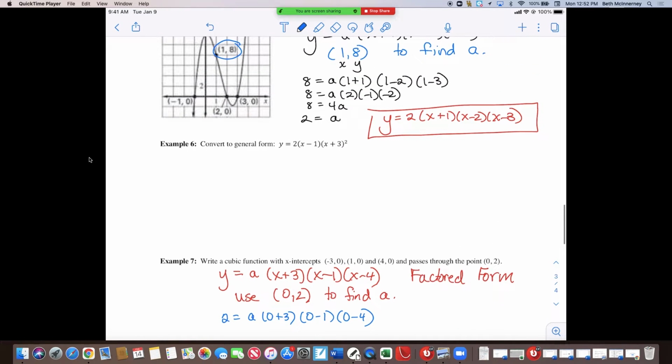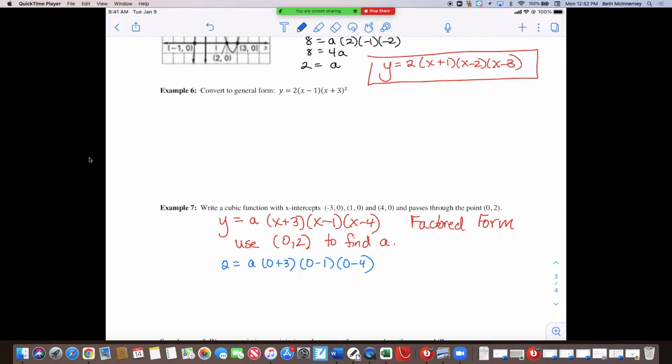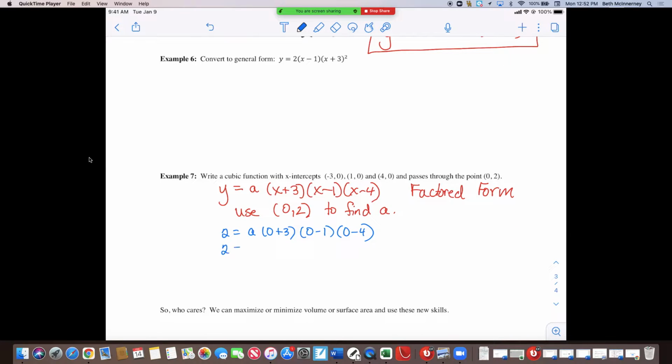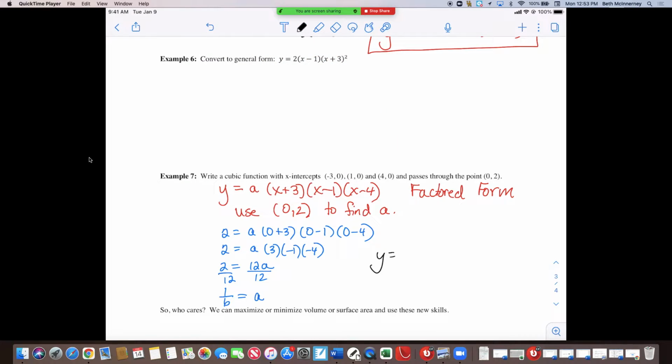Now, do you understand it doesn't have to be the y-intercept? Like in example 5, I had the point 1 comma 8. I just need a point. So if I divide by 12, a is a fraction, right? And that's okay to get a fraction. So my equation is going to be y equals 1/6 times x plus 3, x minus 1, x minus 4.